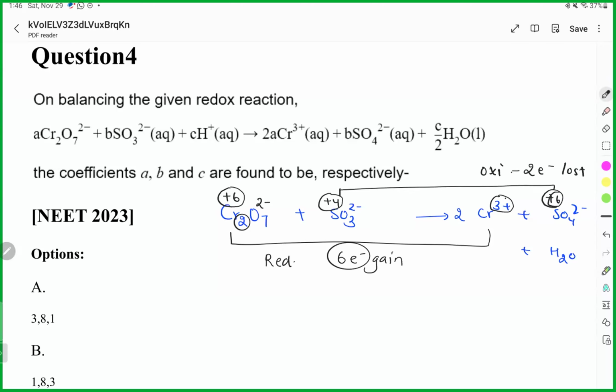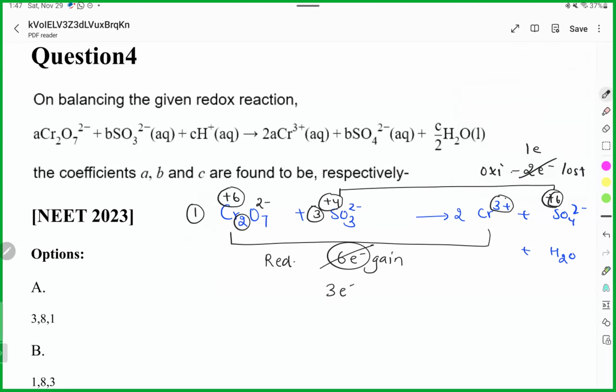2 times 6 is 12. So you can multiply this with 2, and you can multiply this with 6. To make it simpler, you can further divide by 2 because it's easy to do. If you divide both by 2, what will happen? It will become 1 and it will become 3. Understood? 1 electron, 3 electrons.